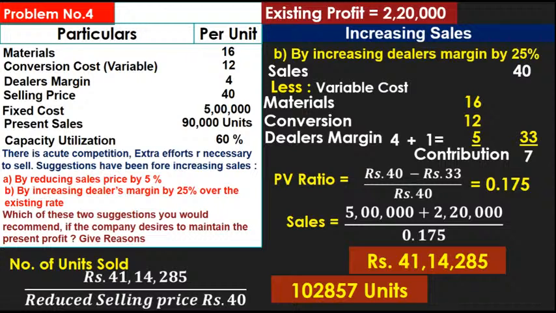1,02,857 units. When the company sells 1,02,857 units, the profit is 2,20,000. Okay, when the company makes a sale of 1,02,857 units, then the company will get a profit of rupees 2,20,000.